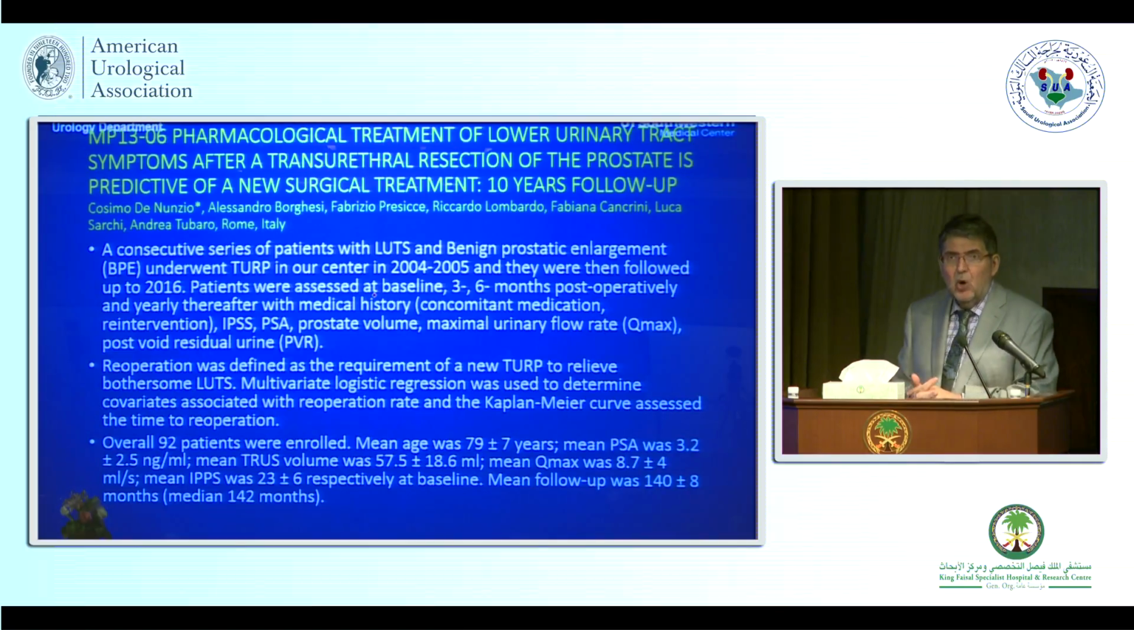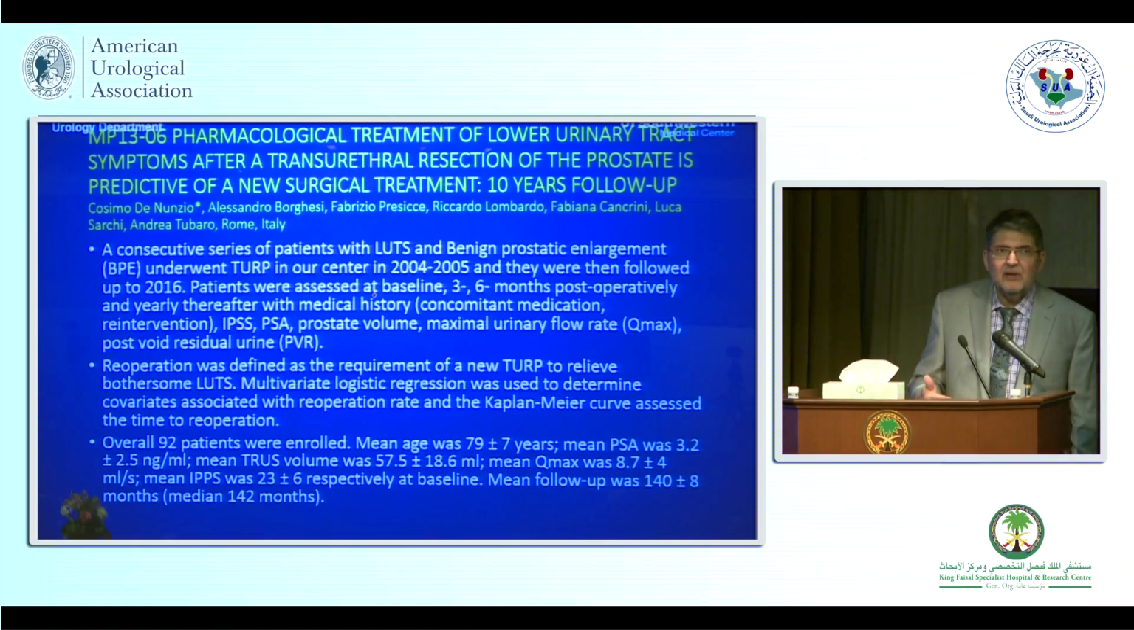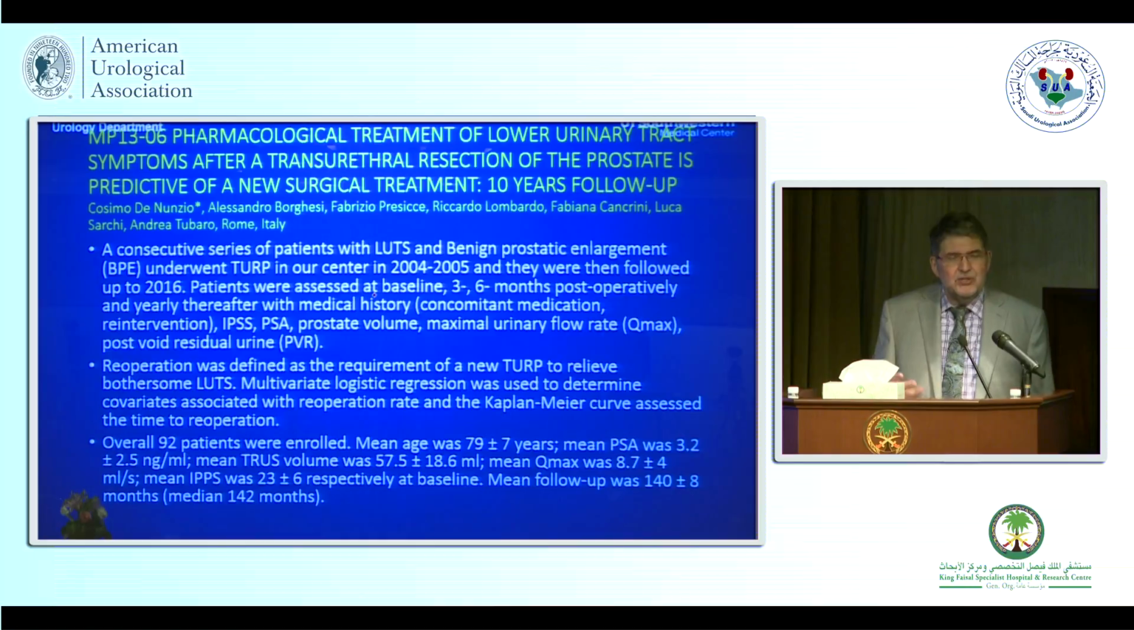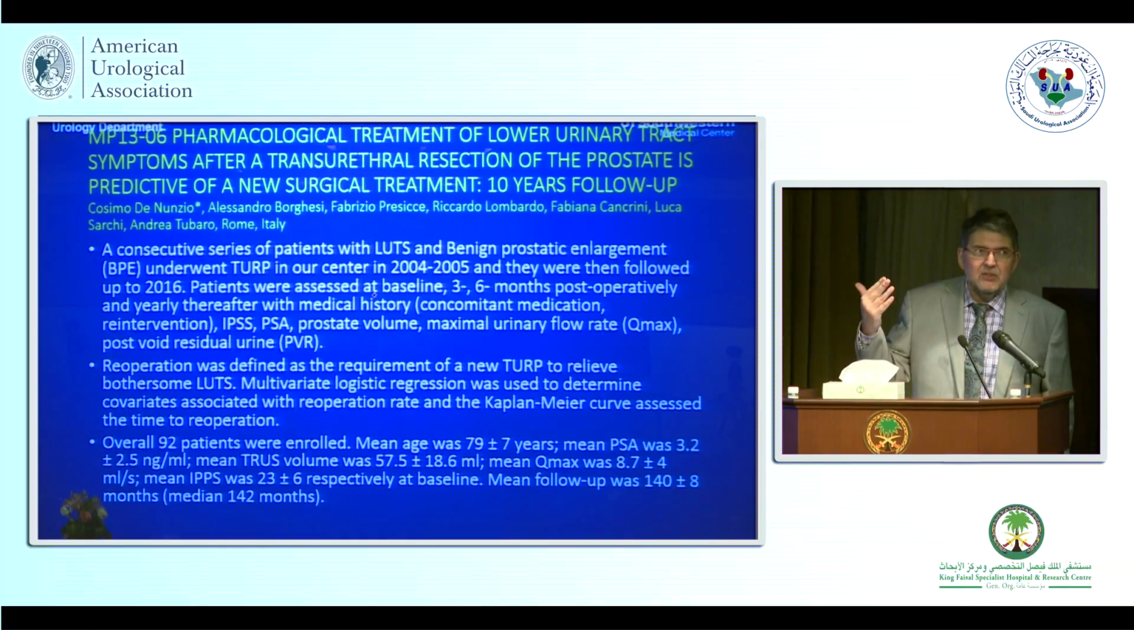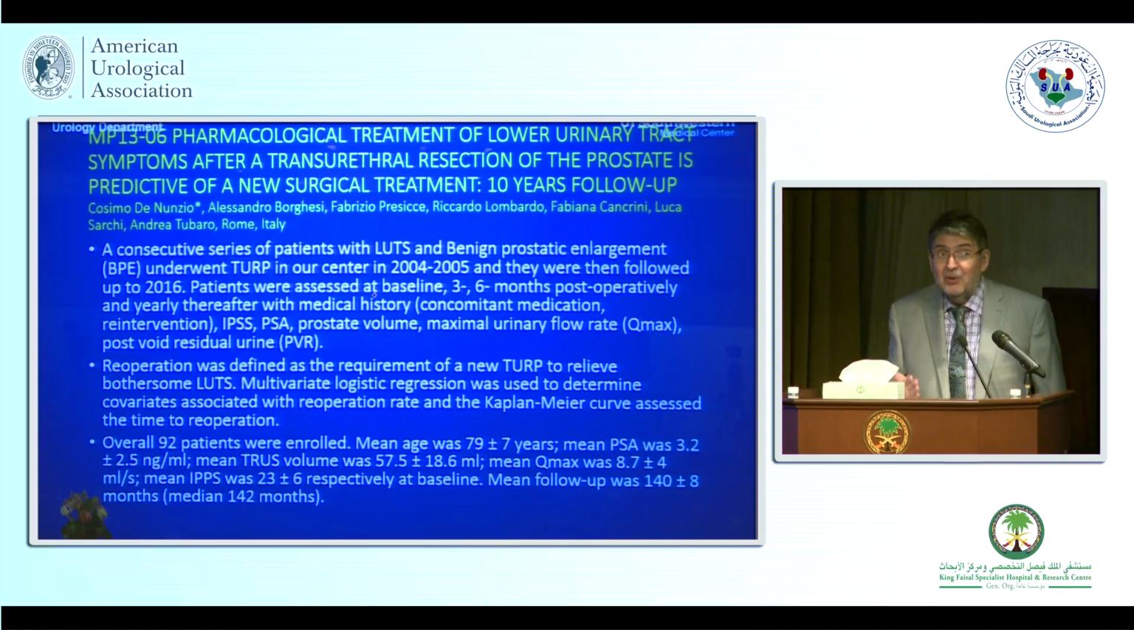Andrea Tubaro from Rome asked the following question. What happens if we do a TERP and then the patient comes in and says, I'm not really perfect, and we give him an alpha blocker, or a 5-ARI, or an anticholinergic? In other words, the patient gets drug treatment after a TERP, after a green light laser, after a HoLEP, whatever it is that you do, because he's not totally satisfied. What happens to those patients?